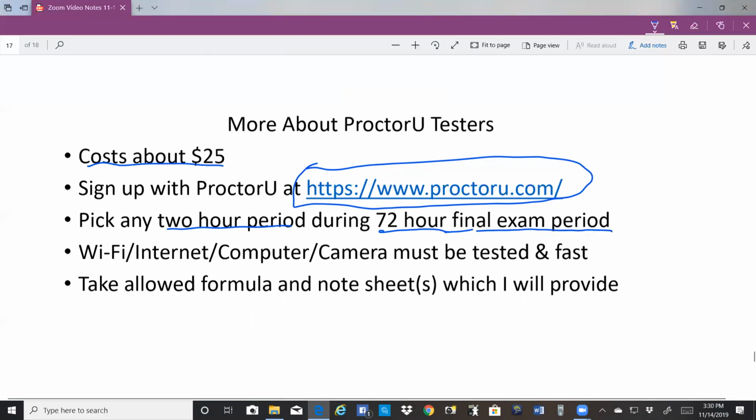I would suggest you do that at least a week ahead of time to make sure you get the place you want. Your Wi-Fi, your internet, your computer, and your camera must be in great shape and must be tested and fast. And if you're taking it on ProctorU, you'll also need to take an allowed formula and note sheet, which I will provide for everybody. I suspect it will be attached to the test in the test centers.